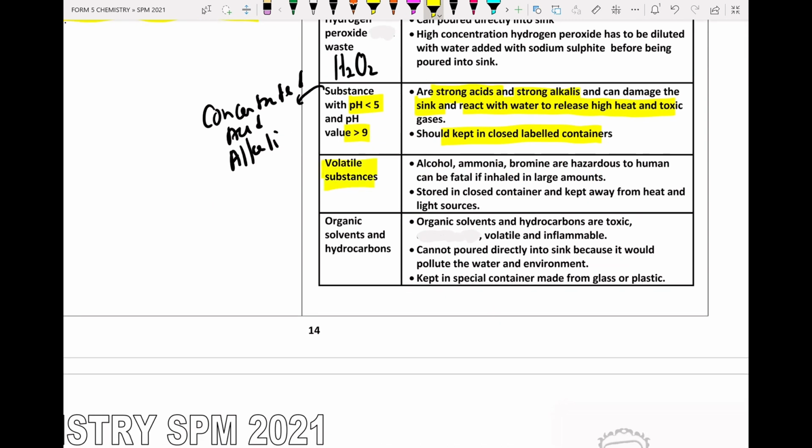Substances that easily volatilize, like alcohol, ammonia, bromine and chloroform, are all hazardous and can be fatal if inhaled in large amounts. They should be stored in closed containers and kept away from heat and light sources.